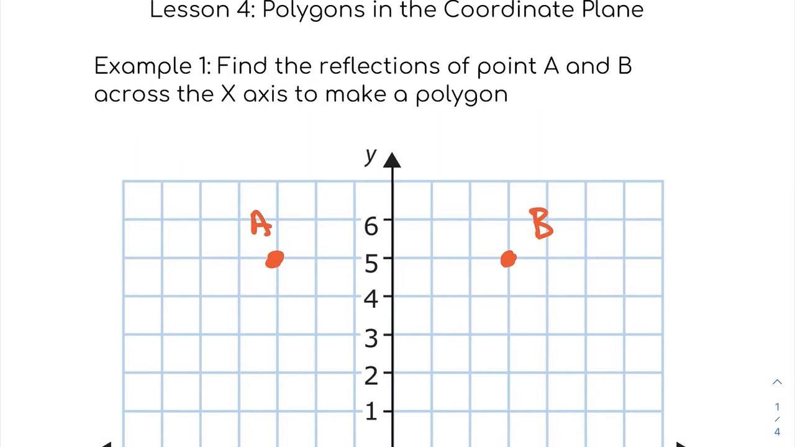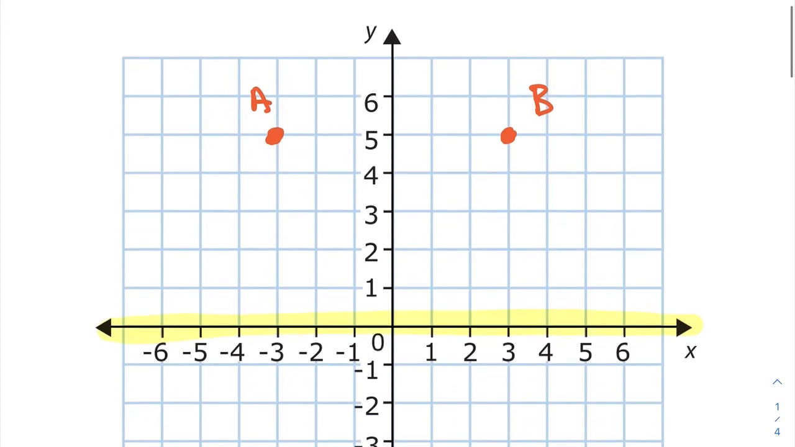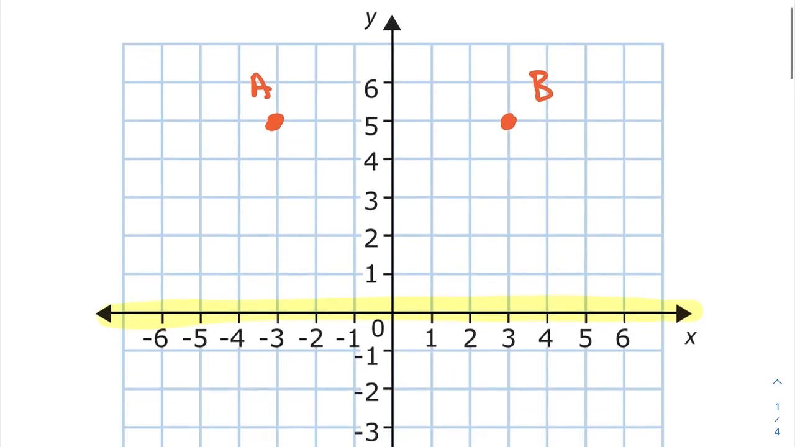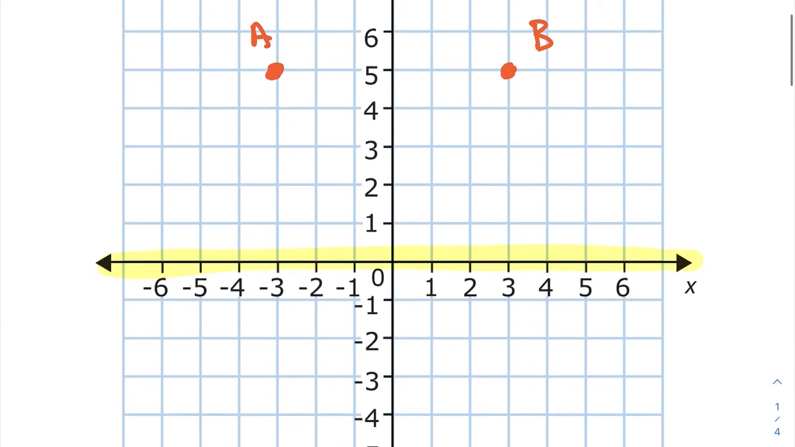So example 1 says, find the reflections of point A and B across the x-axis. So remember, x-axis goes across left and right, so we're going to be reflecting across the x. The first thing I want to do is find what the coordinate points for A and B actually are. Remember, when you write coordinate points, you want to include the parentheses. Your x always comes first, comma, and then y. So let's find the coordinate points for A. What are my coordinate points for A?